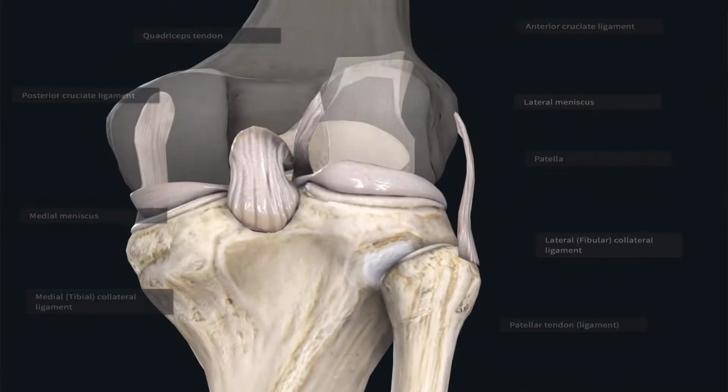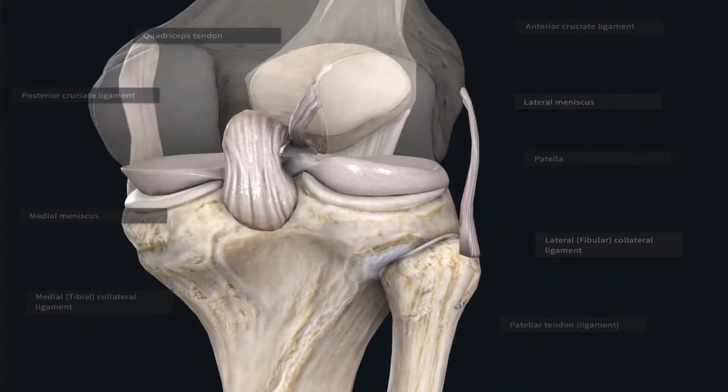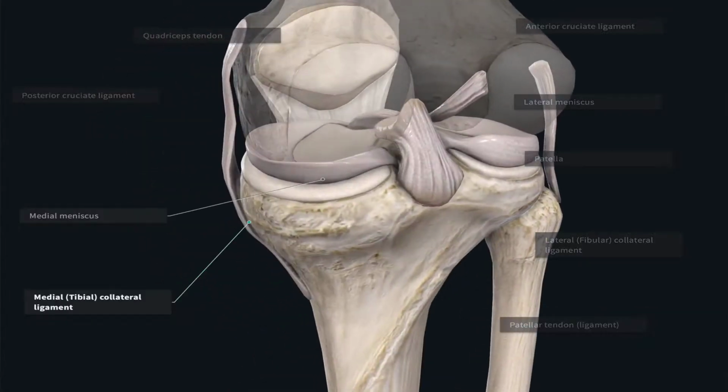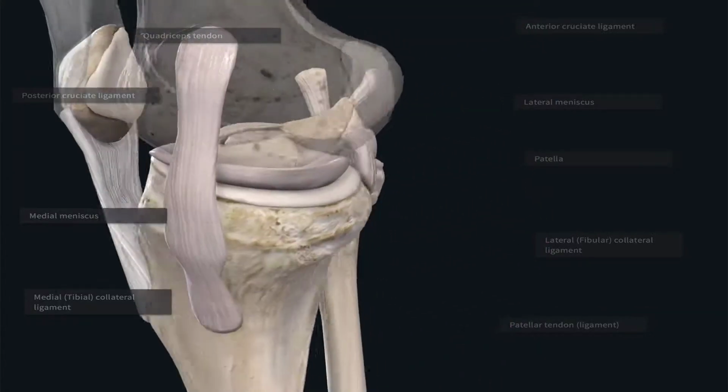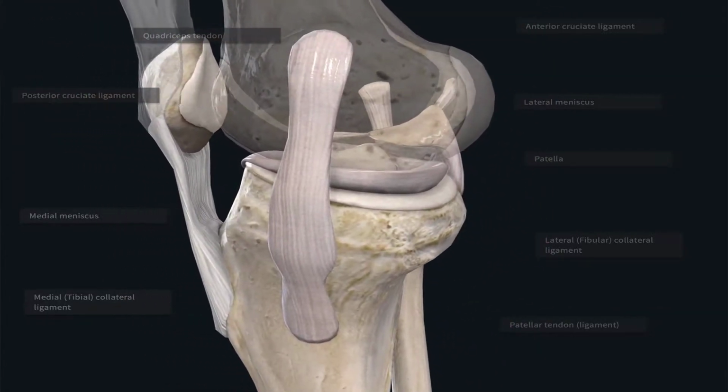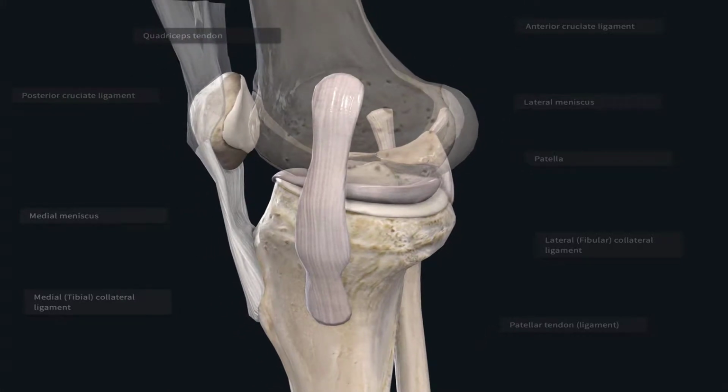This is a really important key concept here. Although this ligament attaches here, the fibula itself is not considered a bone of the knee joint. The second ligament is the medial collateral ligament, also known as the tibial collateral ligament. Now, unlike its counterpart, it's really flat and more like a band, and it runs from the medial epicondyle of the femur to the tibia.